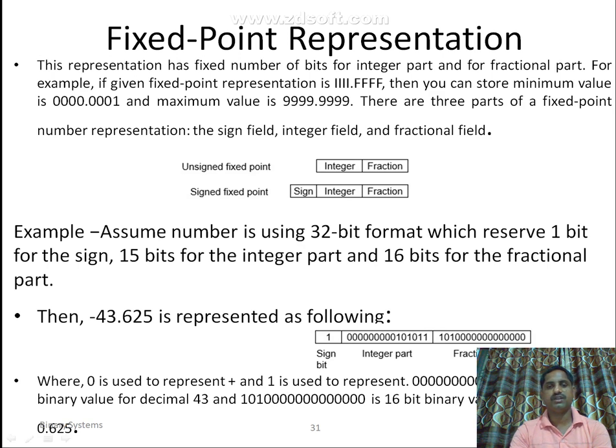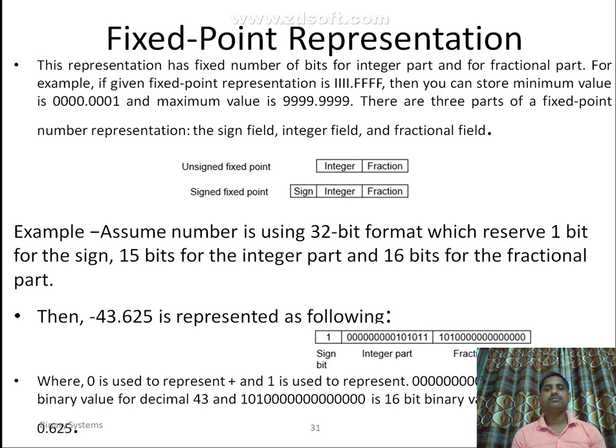So the sign bit is 1, then the integer part and the fractional part. Okay, it is 43.625 with minus, where 0 is used to represent plus and 1 is used to represent minus. Okay, and here is the 15-bit value for decimal 43, and 16 bits is the fractional part, 0.625 is the fractional part, and 43 is the integer part. Here is the sign bit, so minus is the sign bit. Okay, plus is 0 and minus is 1.